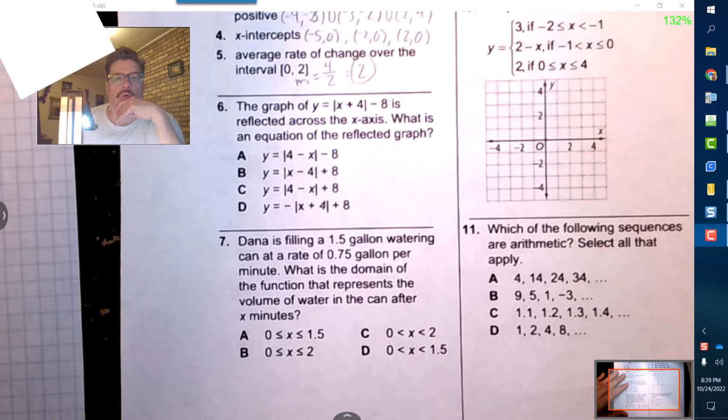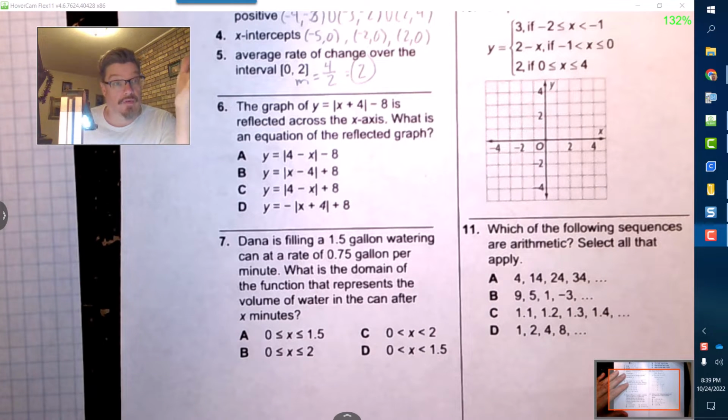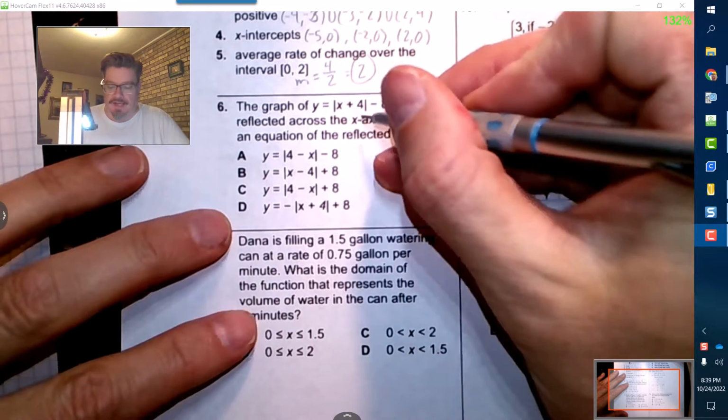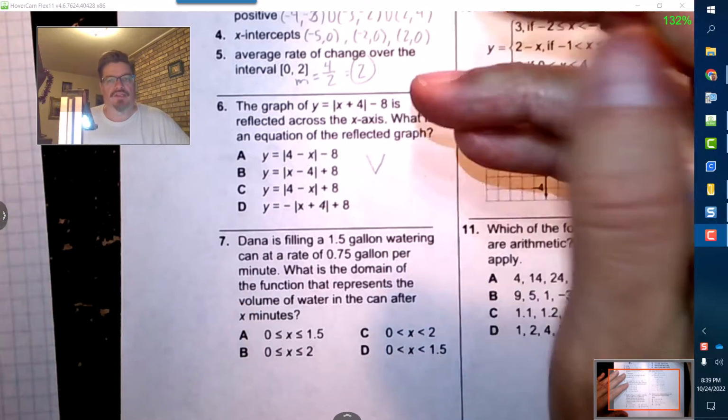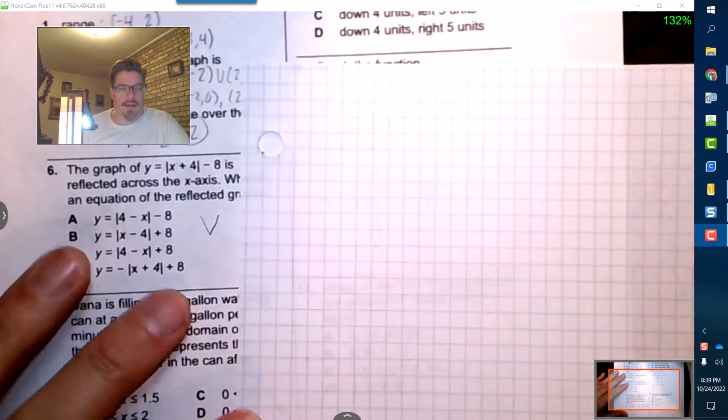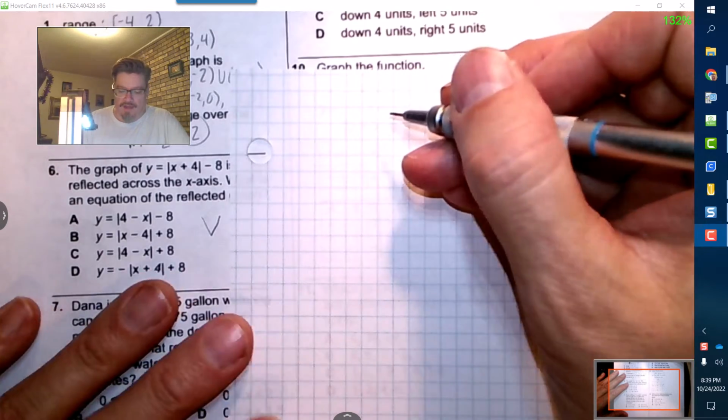Number 6 requires us to look at the graph. All right, so we have an absolute value, so we know that this guy is V-shaped. All right, so what I'm going to do is I'm actually going to get a sheet of graph paper here, and I'm going to sketch a quick graph.